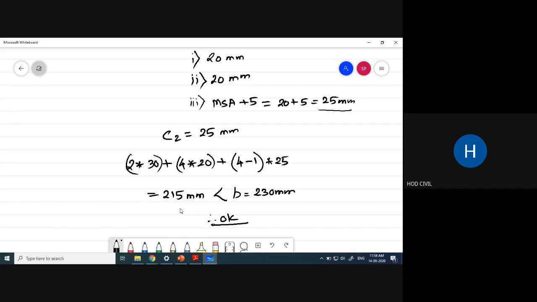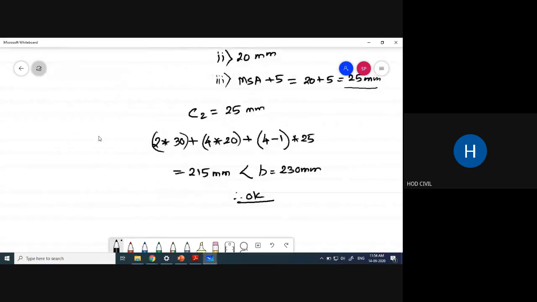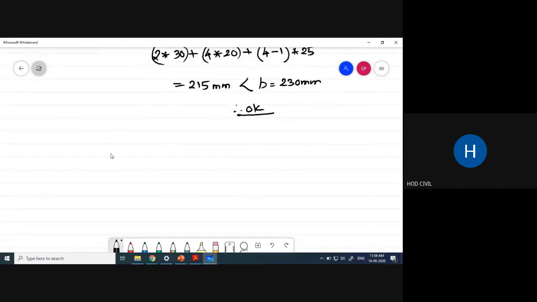So we have completed the calculation for steel in tension zone. We are designing it as a doubly reinforced section. The next part is that we have to calculate the area of the steel in compression zone. So I will write it down as calculation of ASC. ASC is nothing but the area of the steel in compression zone.